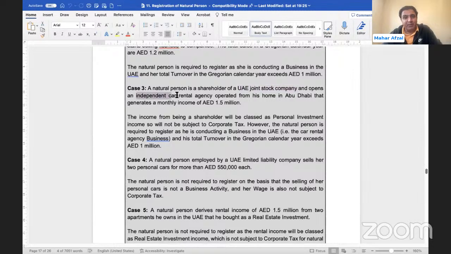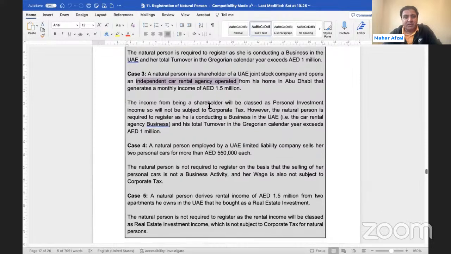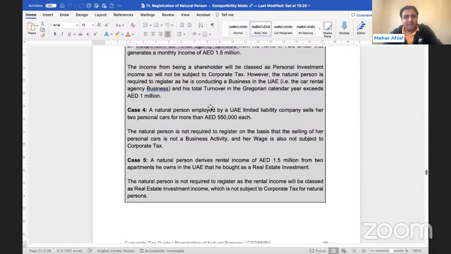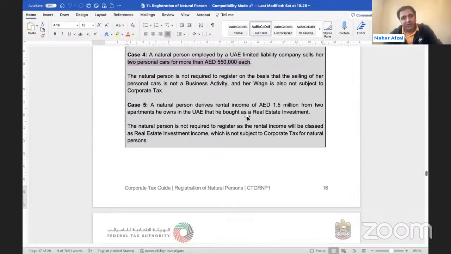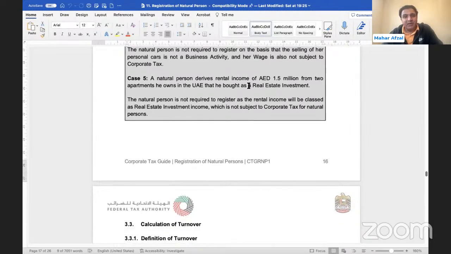But if they are doing an independent car agency business and the revenue from this agency business is more than 1 million, they will be subject to corporate tax. A natural person employed by a UAE limited liability company sells two personal cars. Selling two personal cars doesn't require any license, so it will not be subject to corporate tax. But if they are buying and selling cars on a frequent basis, it means they are doing commercial activity, and they will be subject to tax. A natural person derives rental income of 1.5 million from two apartments. Even if personal apartment rental income is more than 5 million, let alone 1.5 million, it will not be subject to corporate tax because it is personal real estate investment.